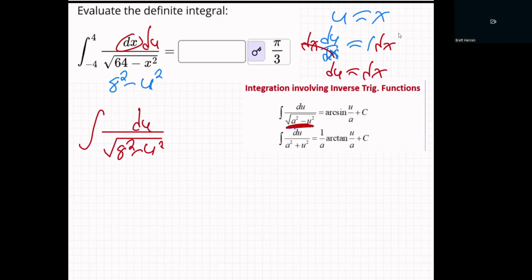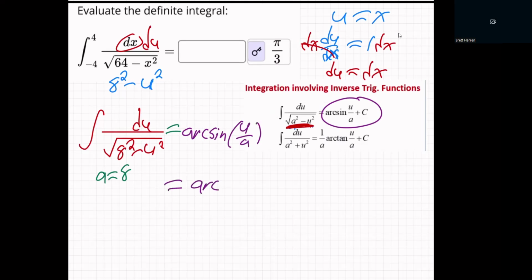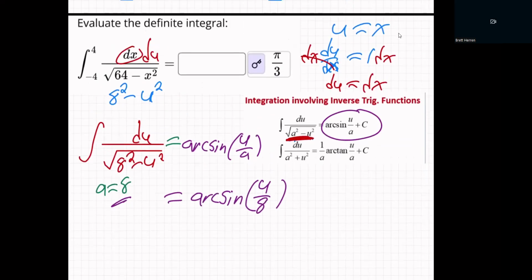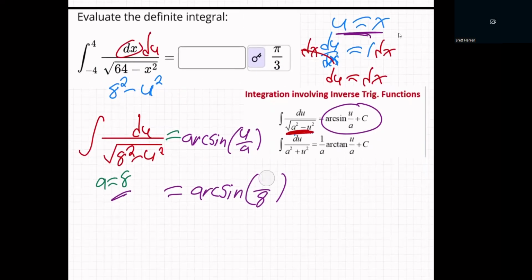So now we've made it look like this, haven't we? Where the a is 8. So what is it equal to? Well, the formula says it's equal to the arc sine of u over a. What's a? 8, right? u over 8. And then we can go back to x. x and u are the same thing, so I can just make this an x on the top.